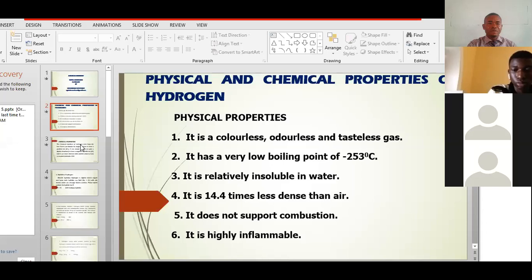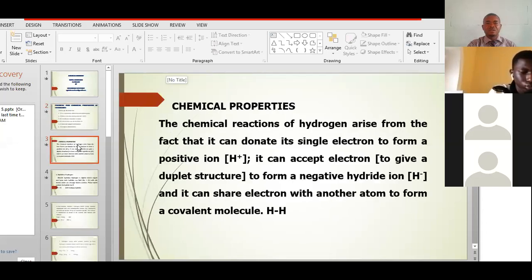Now, talking about the chemical properties of hydrogen. I've explained the physical properties of hydrogen, and if you still want explanation, you can still ask.